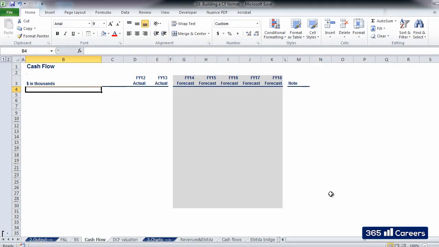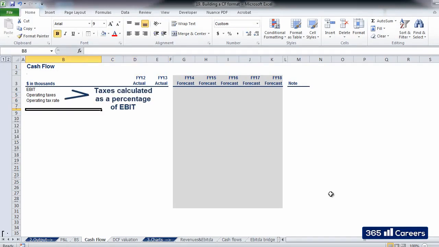We will start from EBIT, and then we will have operating taxes. These taxes are modeled as a percentage of EBIT. The reason to model taxes as a percentage of EBIT is that we do not want to take into consideration tax shields provided by interest expenses. Remember, we are trying to find the value of the company without taking into consideration its financial structure.